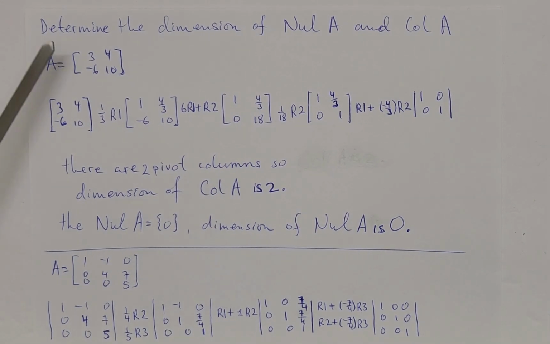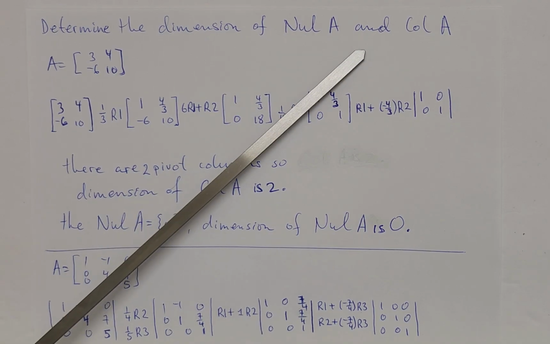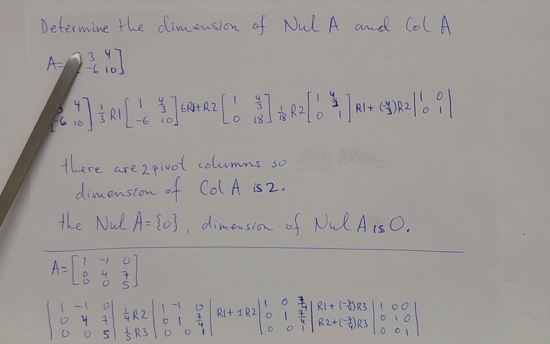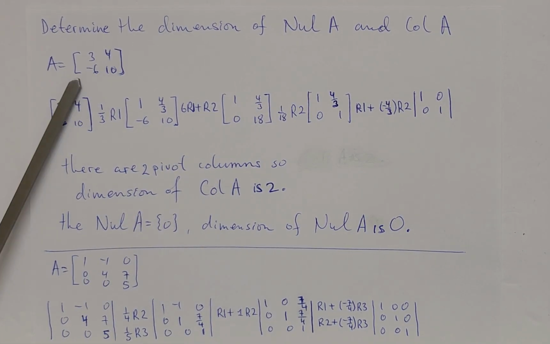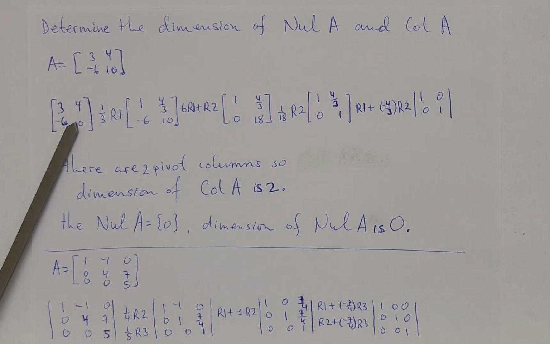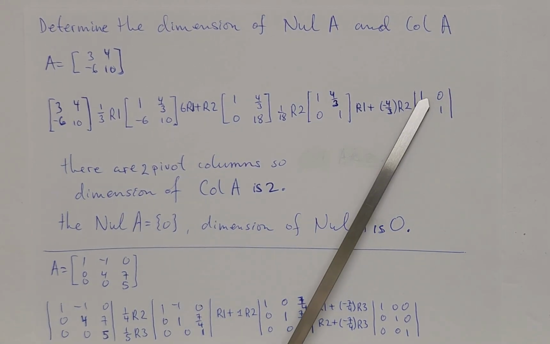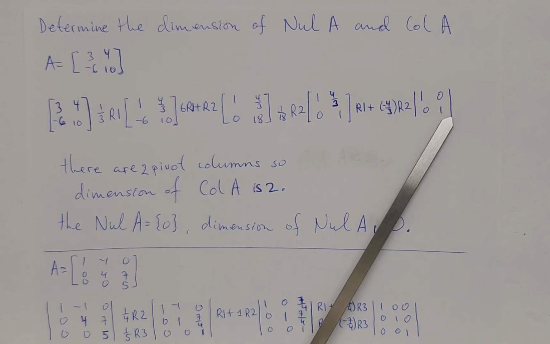This lesson is to determine the dimension of null A and column A. Here we have a matrix, 3, 4, -6, 10. I'm going to rewrite this matrix down here, and we're going to do row operations. Our objective is to turn this matrix into 1, 0, 0, 1.